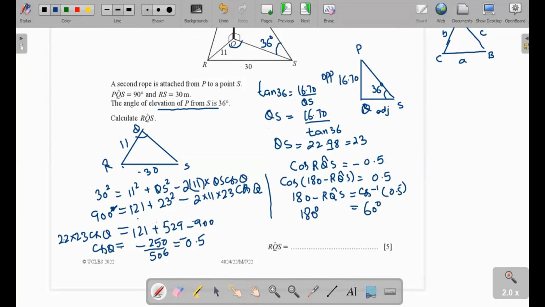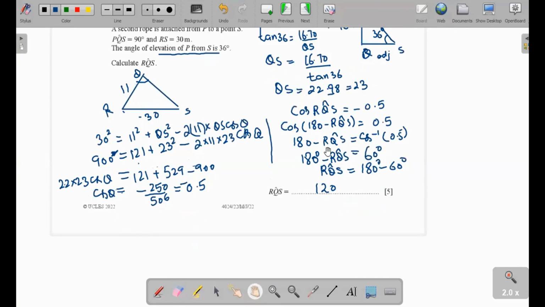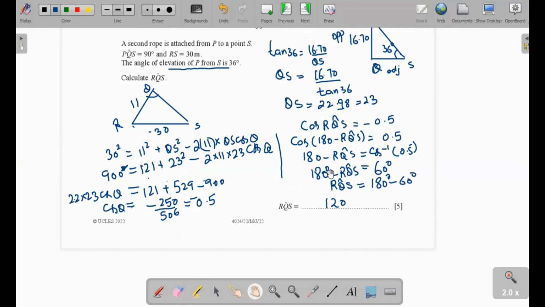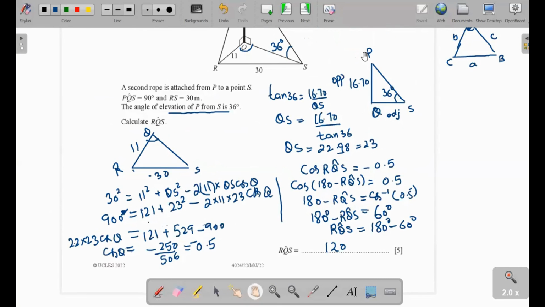180 degrees minus RQS. So RQS will be equal to 180 minus 60, that is equal to 120 degrees. 120 degrees is the answer. Next, we go to the next question.